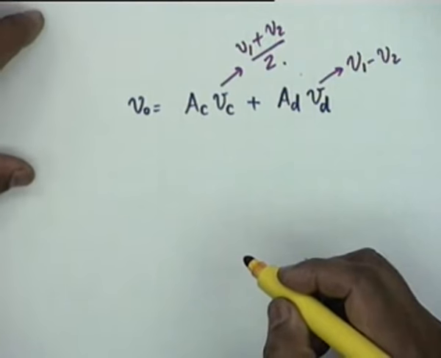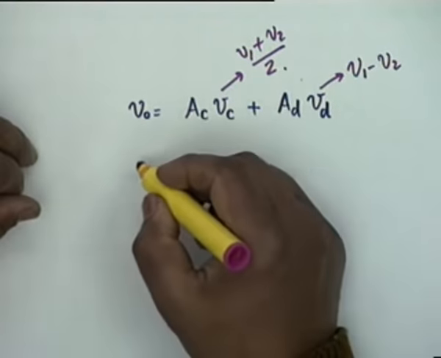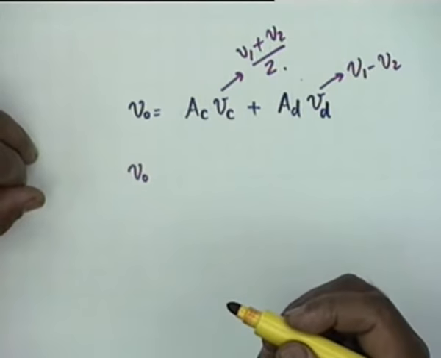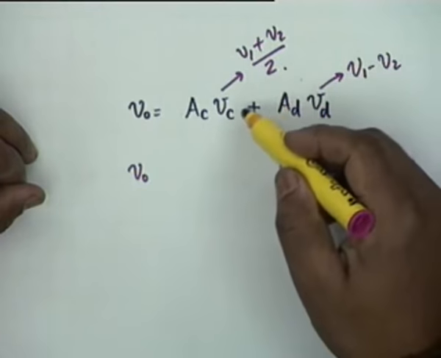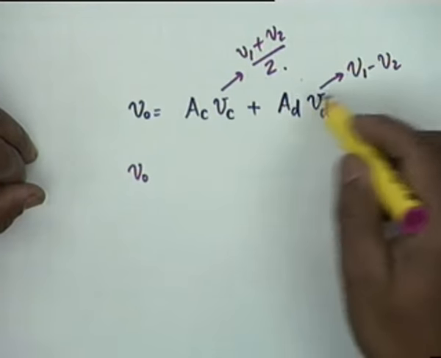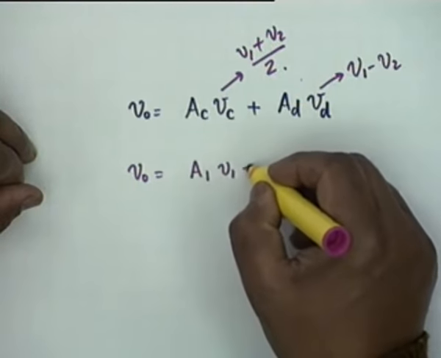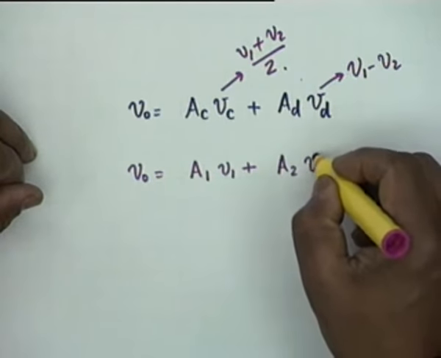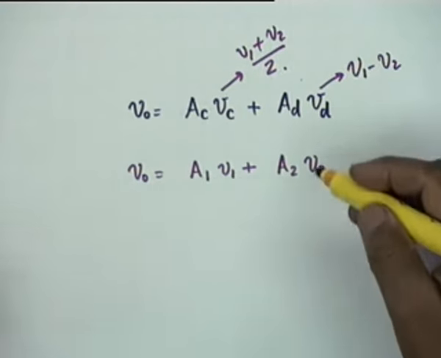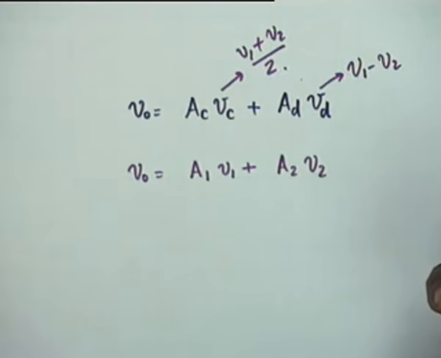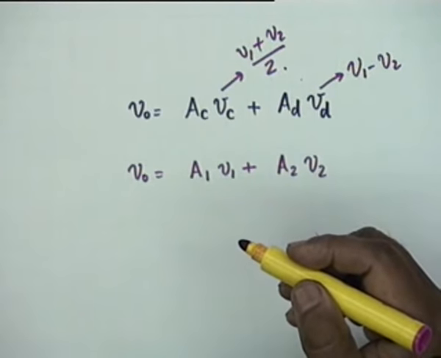Obviously we should be able to write V0 in terms of V1 and V2 also. Instead of Vc and Vd, you can expand this, and therefore you can get V0 equal to A1 V1 plus A2 V2, and the definitions are clear. This is another way of writing the same equation. The definitions are clear. Measurements can also be made.